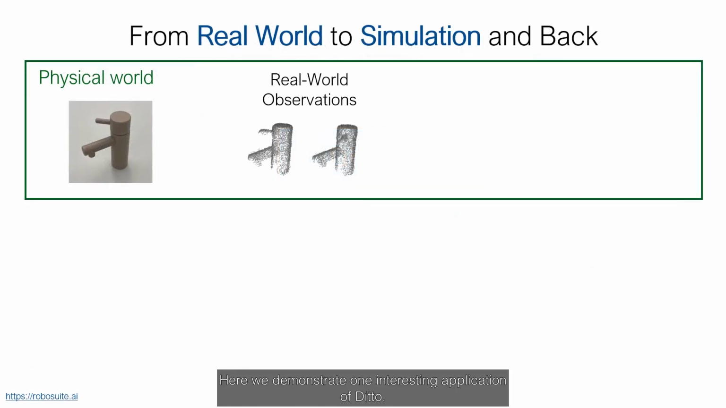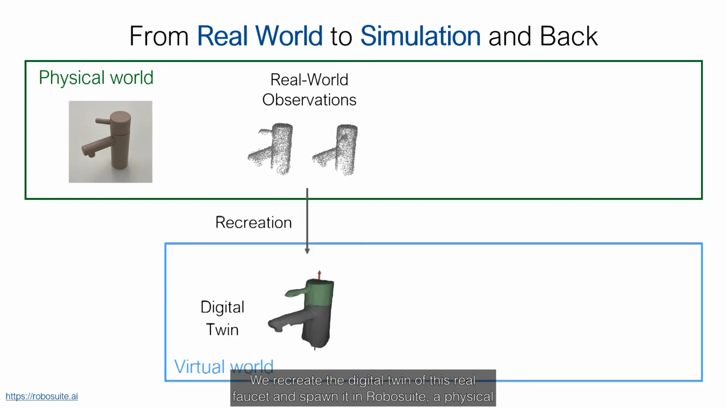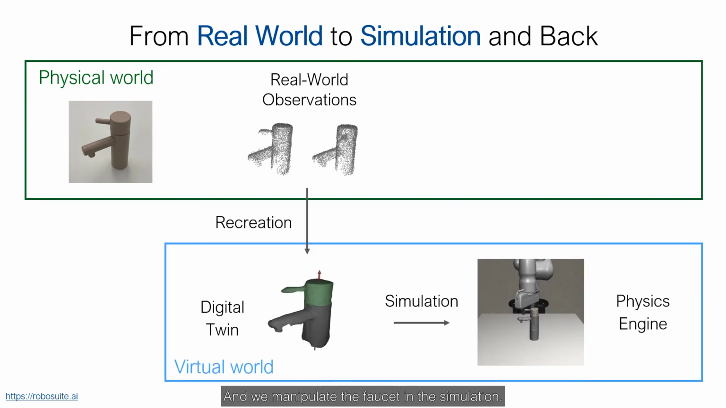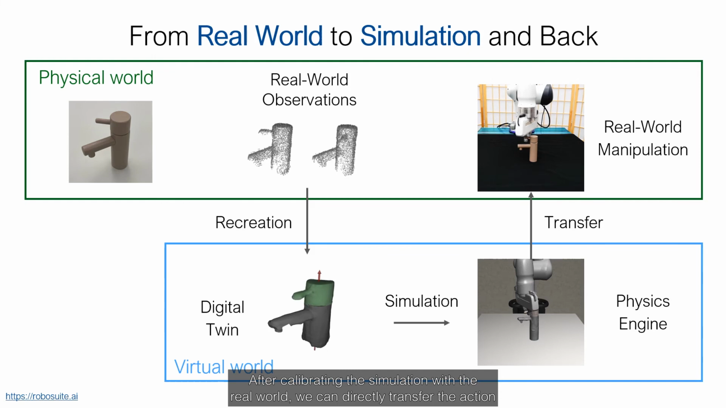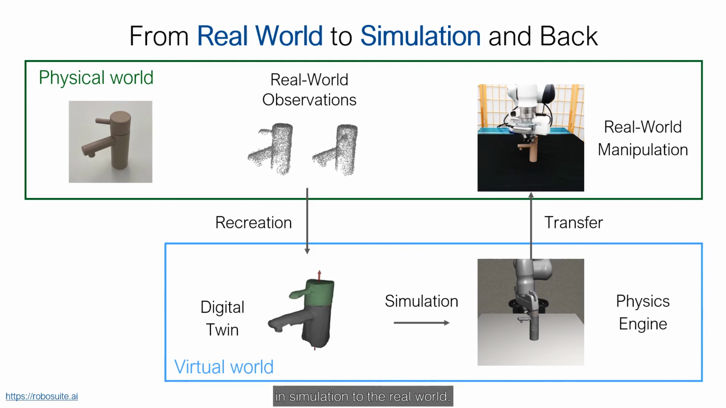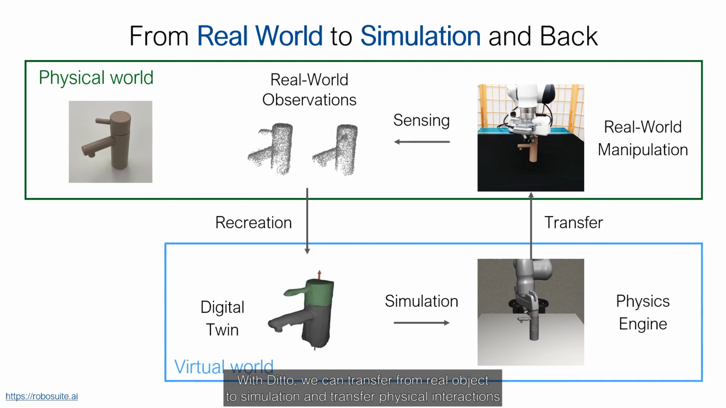Here we demonstrate one interesting application of Ditto. We recreate the digital twin of this faucet and spawn it in RoboSuite, a physical simulator. Then we manipulate the faucet in the simulation. After calibrating the simulation with the real world, we can directly transfer the action in simulation to the real world. With Ditto, we can transfer from real object to simulation and transfer physical interactions back.